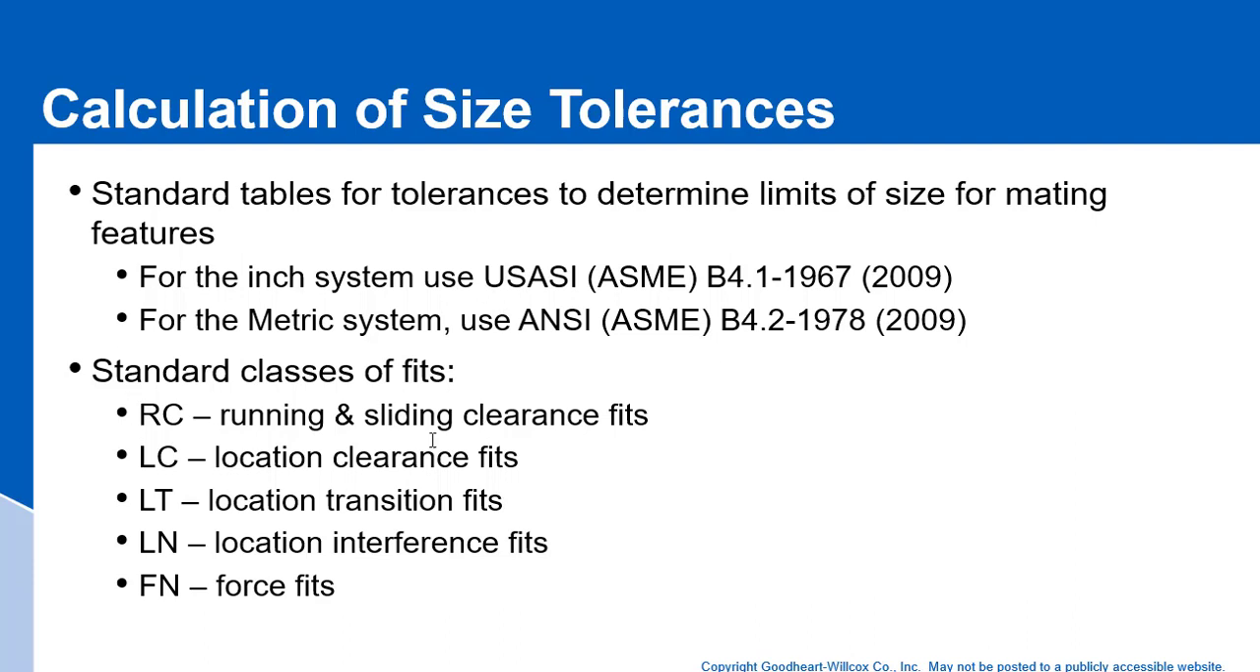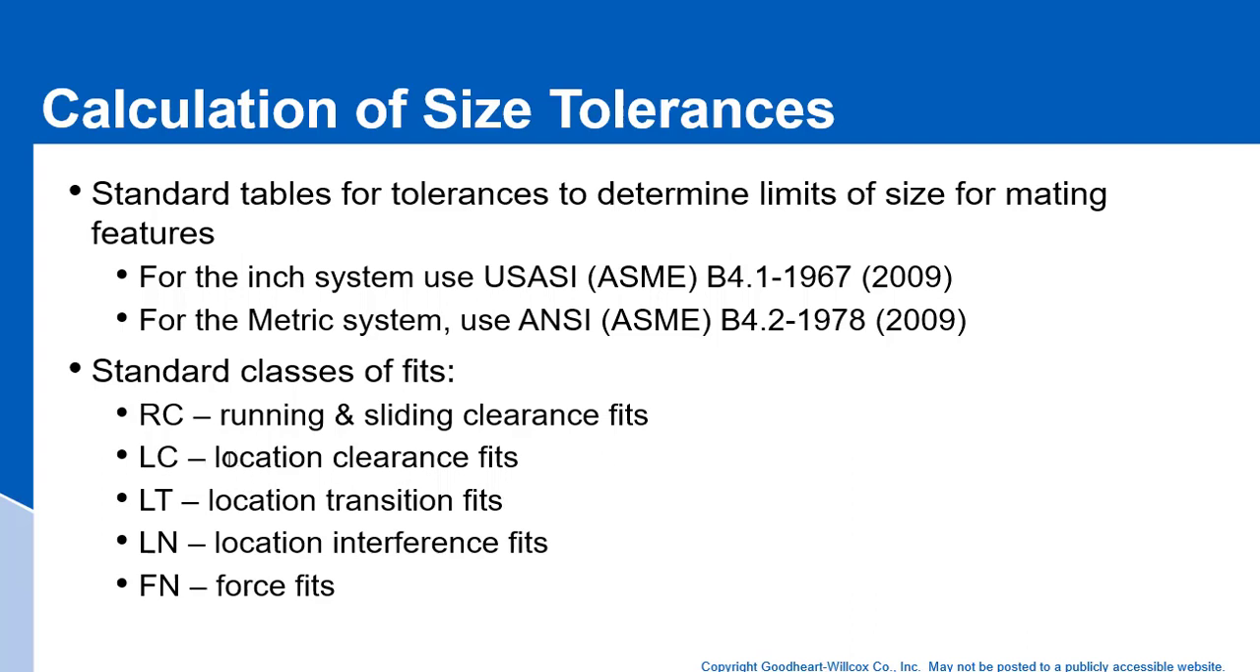Okay, so the standard classes of fits would be the RC, running and sliding clearance fits. When you put these two parts together, it's for something like a hinge where the wheel has to spin on the shaft. Okay, you need clearance. And that's a running and sliding clearance fit, in which case the hole is always bigger than the shaft because you're talking about tolerance conditions on both the hole and the shaft.